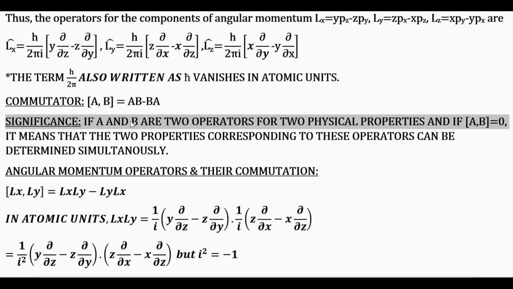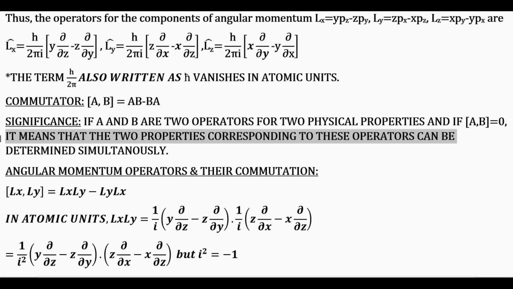Say A and B are the two operators for two physical properties, and if you find that commutator AB is equal to 0, then it means that the two properties corresponding to these operators A and B can be determined simultaneously. So it is about the Heisenberg's uncertainty principle. If commutator AB is equal to 0, then you can determine the properties corresponding to A and B simultaneously. But if you find that the commutator is not equal to 0, then the Heisenberg's uncertainty principle will be followed and you will not be able to determine the two properties simultaneously.